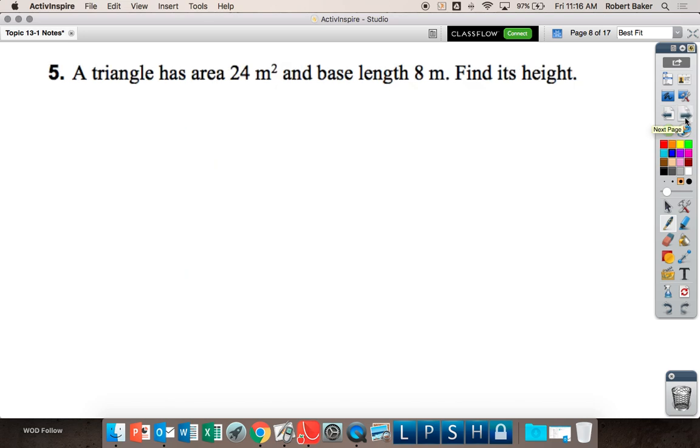Now, a triangle has an area of 24 square centimeters. It has a base of 8. Find its corresponding height.